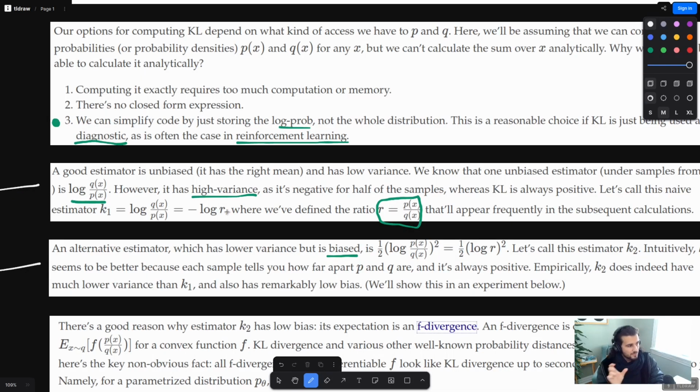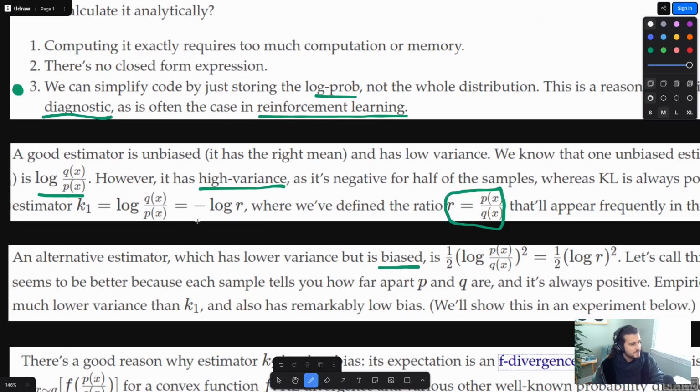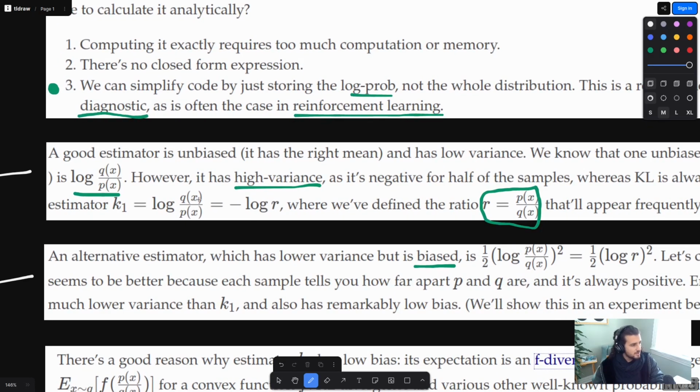So here you have to watch out how it is doing the nomenclature, because it is defining a variable R, which is a ratio, P on Q, not Q on P. So this means that log of Q on P will be minus log R. It will just be easier after that to write the rest of the formulas for the unbiased estimator. This is why it's kind of flipped in our implementation in the GRPO.